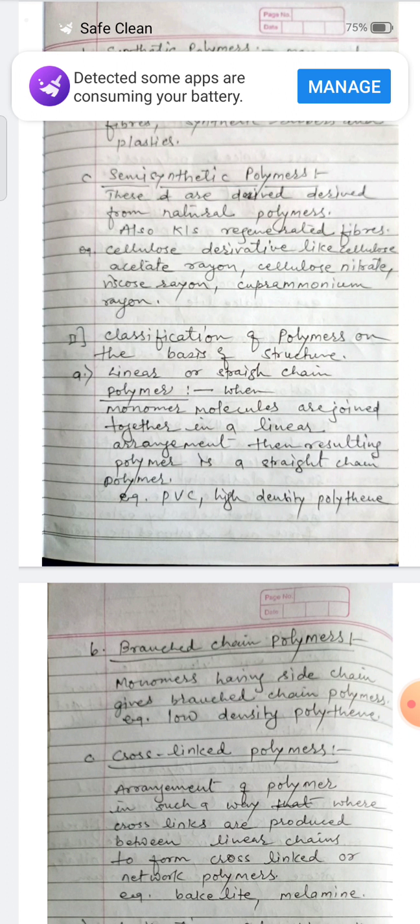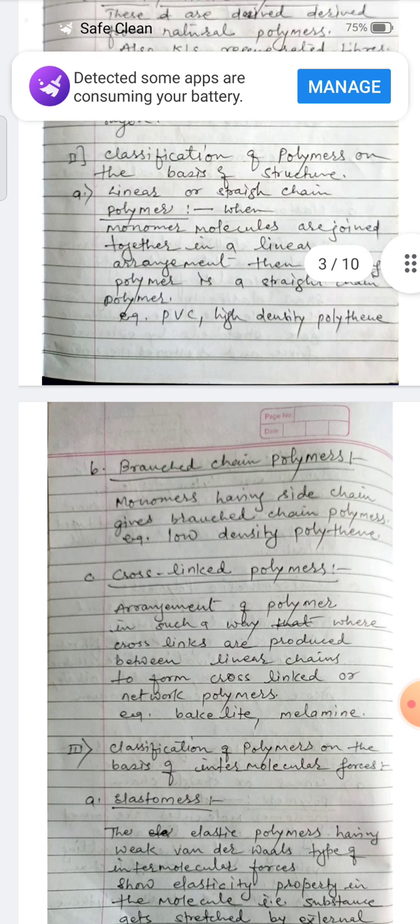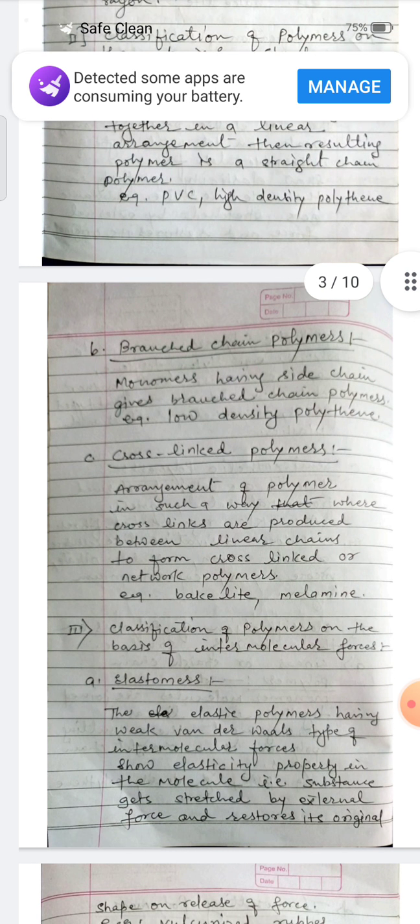The second is branched chain polymer. From the name itself you can identify that there is some branch to the straight chain. Monomers having side chains give branched chain polymer. For example, low density polythene.